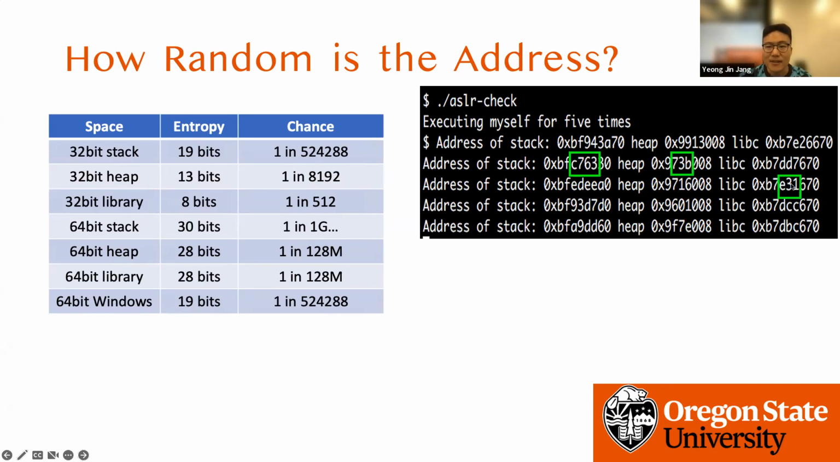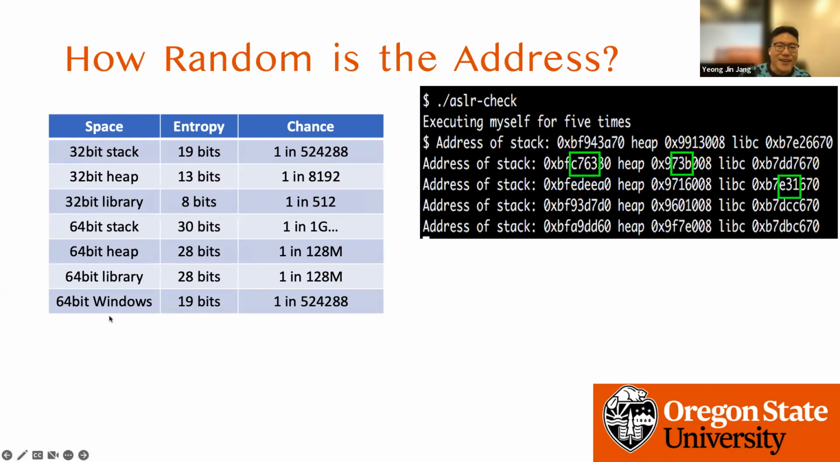And then for the library space, although 3 digits change, you will see that the top digit is either D or E. So they don't have a full 12-bit randomization, and their entropy is just 8 bits. So if you make one guess and run the program more than 512 times, there is a chance you can win. So in 32-bit machines, because the address bits are quite limited, we could not insert strong randomness. We could not have strong entropy for the randomization.